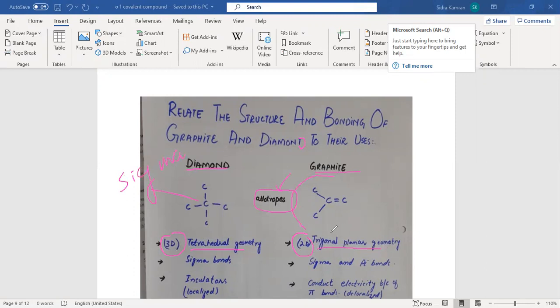But in graphite, you can observe both sigma and pi bonds. A double bond is also called a pi bond. In one double bond, there is one sigma and one pi bond. So in graphite, one carbon atom is attached to three other carbon atoms, making three sigma bonds and one pi bond.